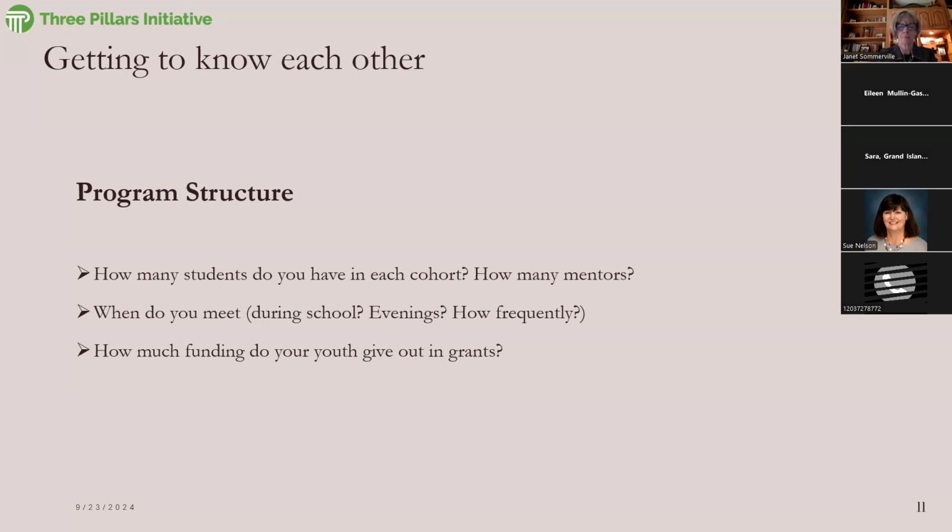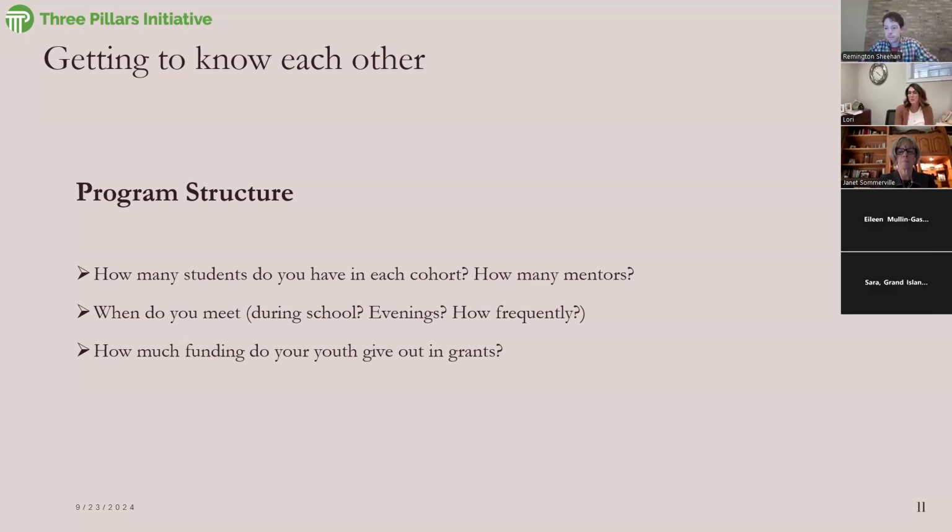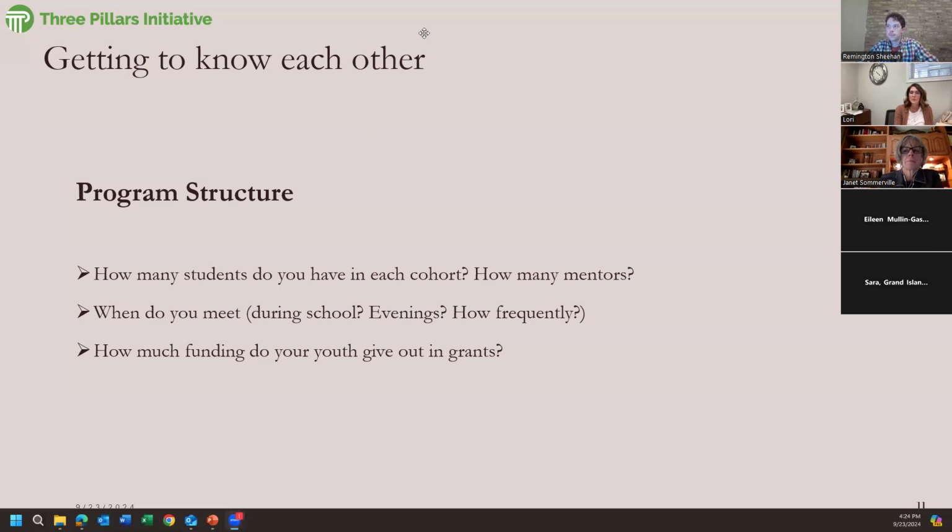We meet during evenings or Sunday afternoons, Monday evenings, just because their activity schedule is just packed. And if they can't do it on a Monday night, which is our regular night, then we go to a Sunday afternoon. And we meet just once a month. Last year we had $10,000 to grant out. So we gave out 2 grants, $5,000 apiece.